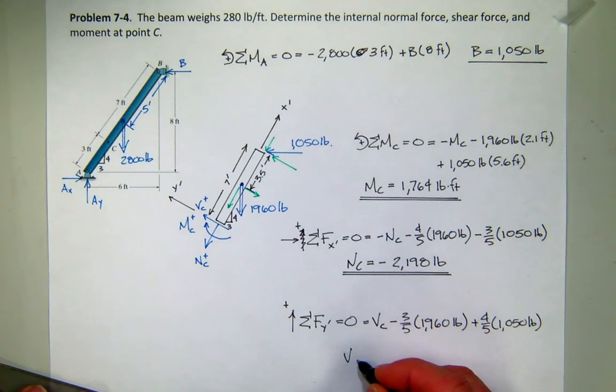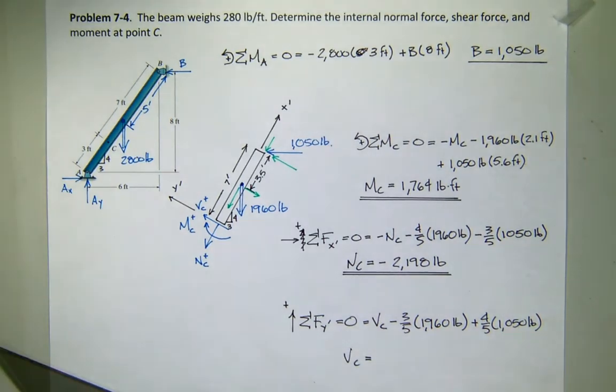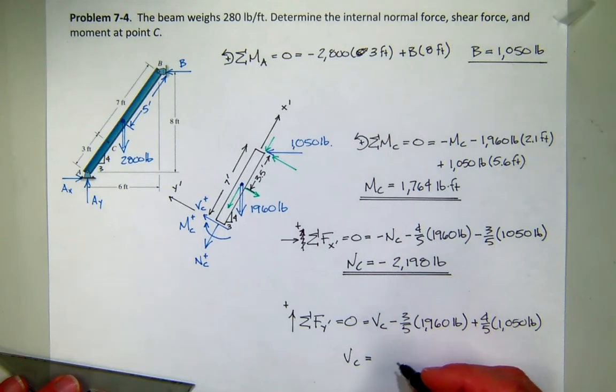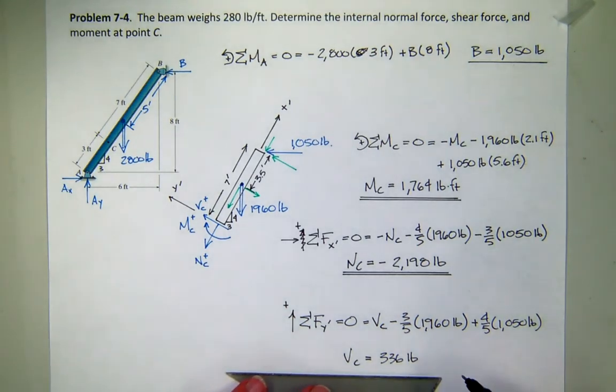So it looks like the shear at C, I think it's going to be positive. Let's see, 1,050, 1960. I got 336. You guys get that? Looks like it's positive.